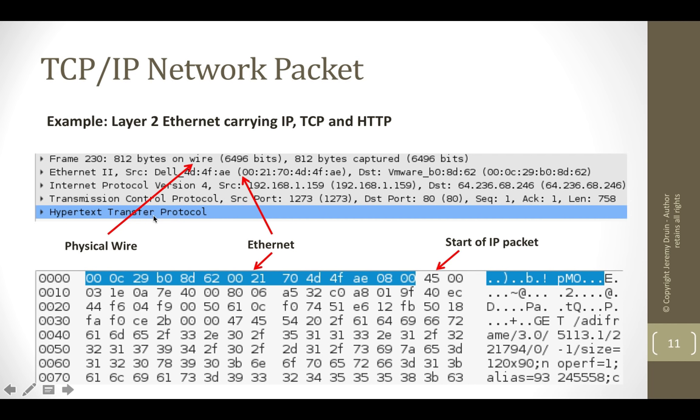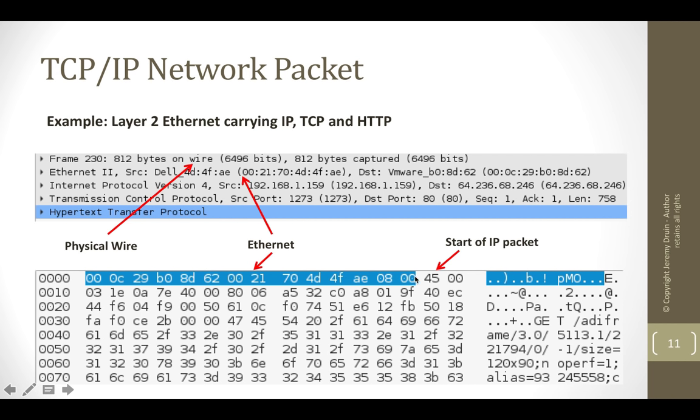We can see that this particular packet happens to be ultimately carrying HTTP, and it does so from Ethernet, carrying Internet Protocol, or IP, which is carrying a TCP packet, which is carrying an HTTP packet. And all of those are represented simultaneously on the screen here.